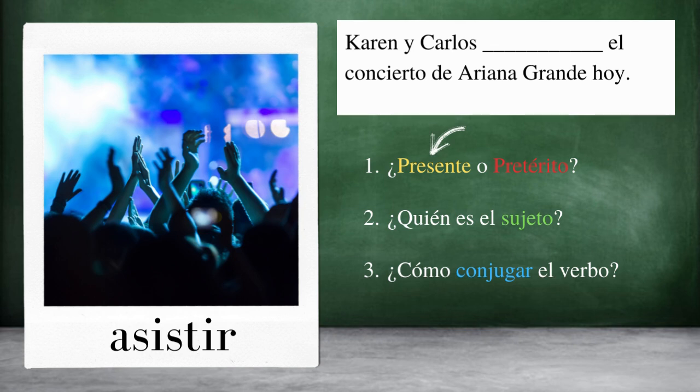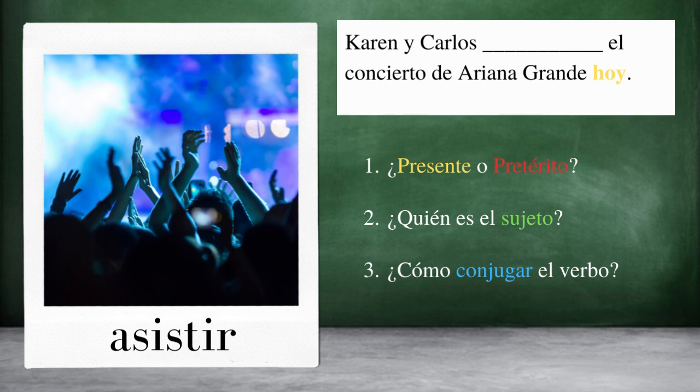We're going to conjugate this one in the present tense. How did you know? Very good. Hoy means today. So they attend the concert today. I suppose you could also have said they attended the concert today if it was something that they attended earlier on in the day. But in this case, because we see hoy and not one of the keywords that we talked about before, we're going to practice conjugating this one in the present tense.